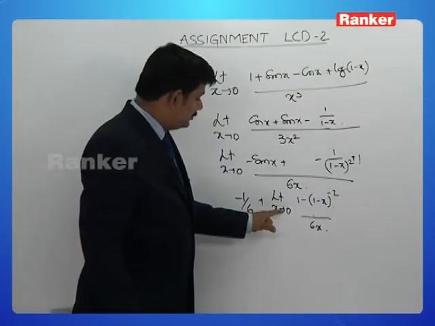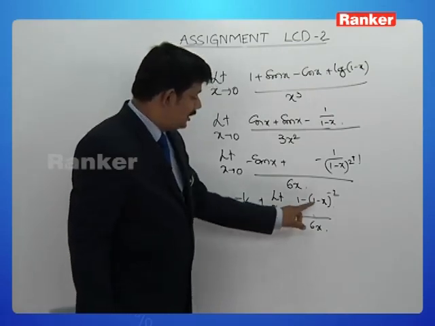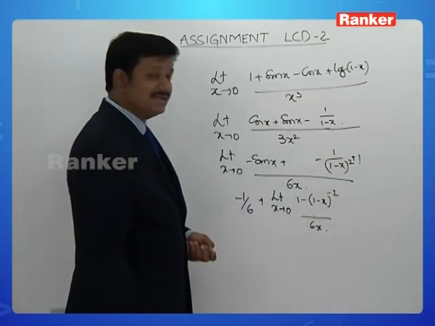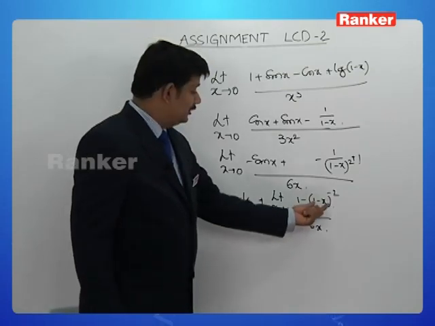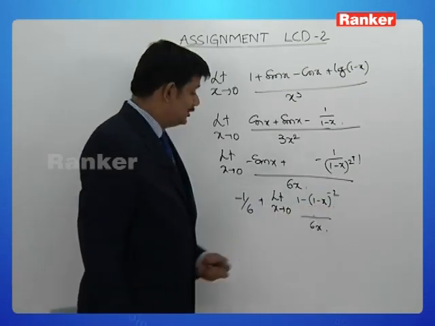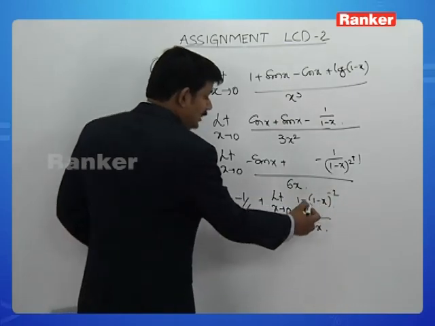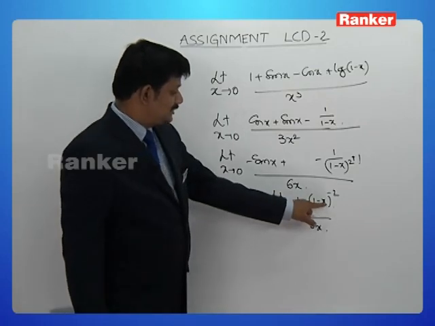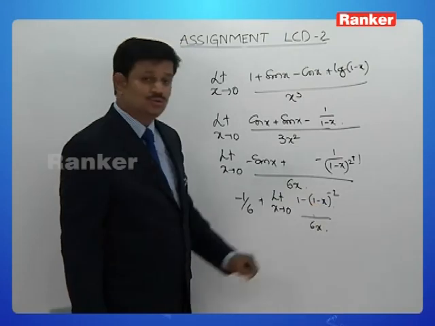X is a very small number tending to 0, and whenever x is very small, (1 plus x) to the power n will be approximately 1 plus nx. And when x is tending to 0, we can happily replace (1 minus x) to the power minus 2 with 1 plus 2x. This (1 minus x) to the power minus 2 can be happily replaced with 1 plus 2x.